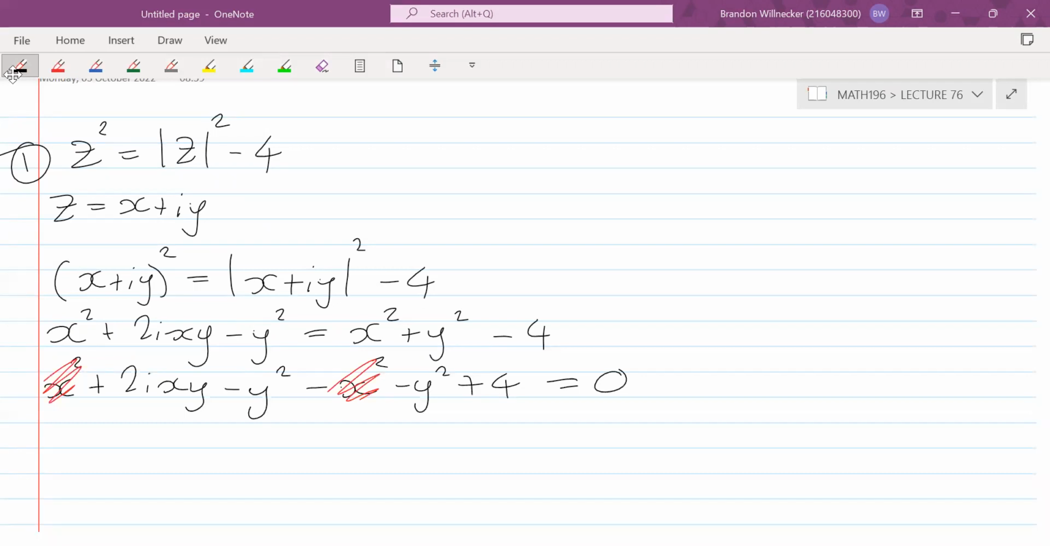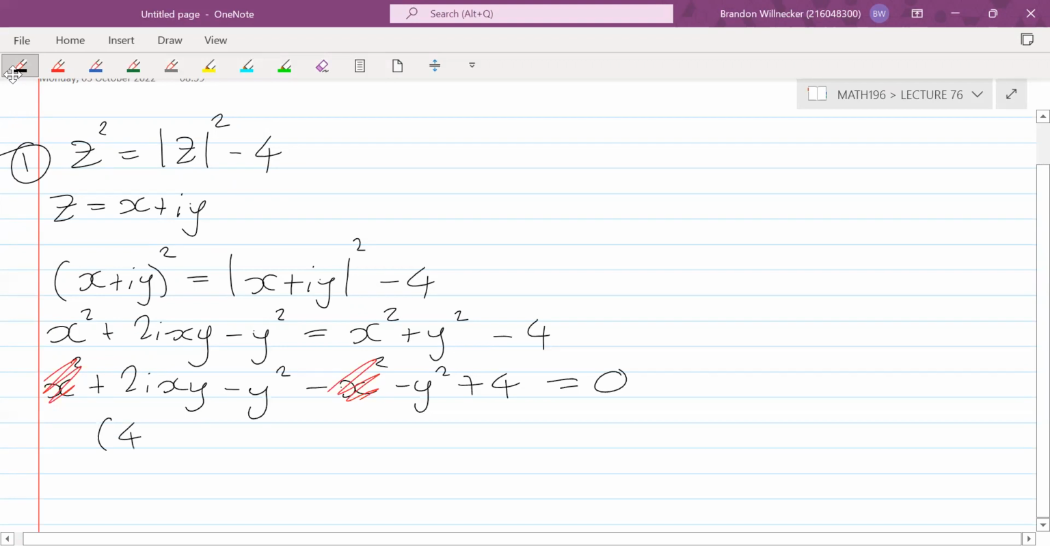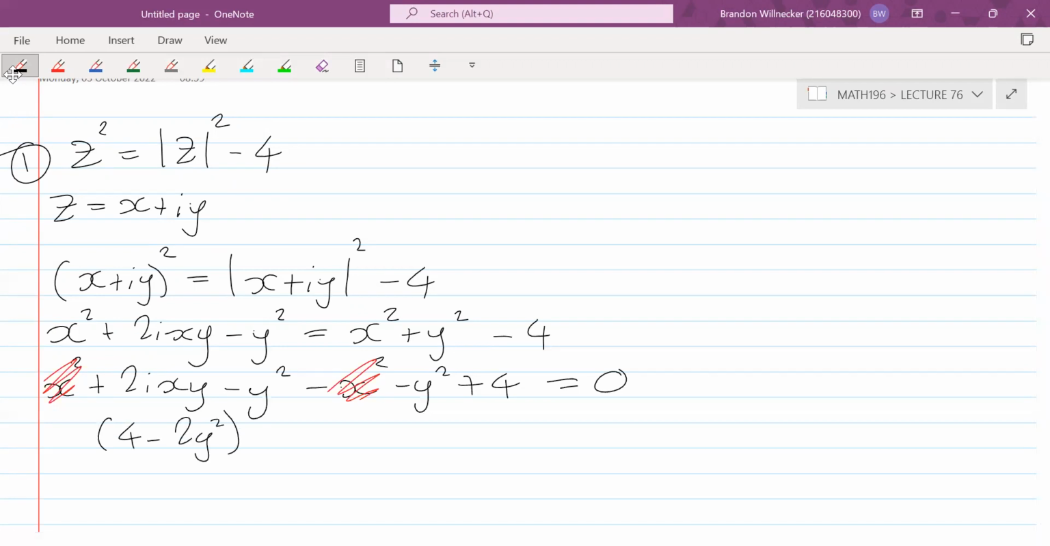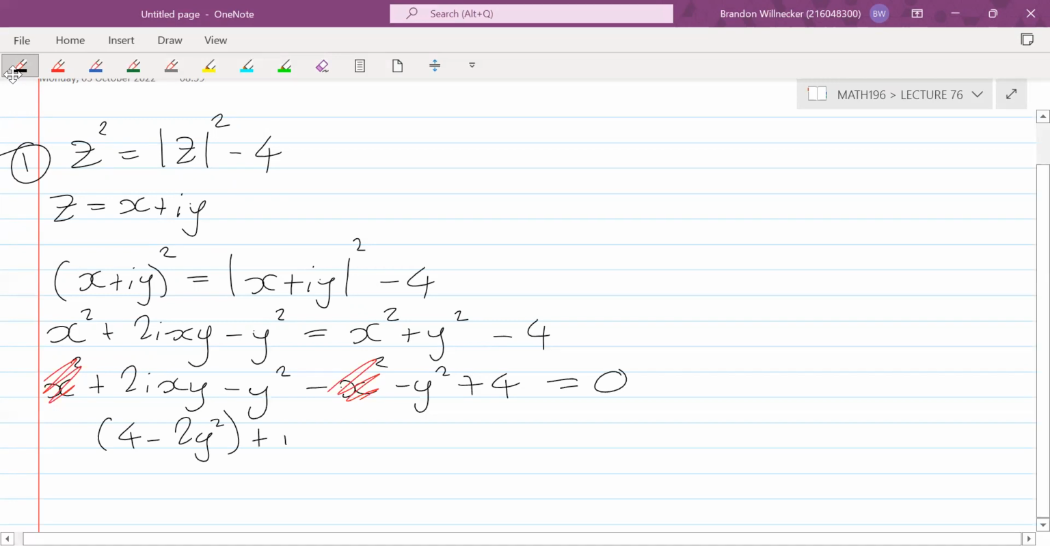And the remaining terms we can group into a real part and an imaginary part. So the minus y squared, that's going to be minus 2y squared plus 4. All of that is going to be real. So we can have 4 minus 2y squared. We can group that together. And then the imaginary part is the part with the r. So that's going to be plus r times 2xy is equal to 0.